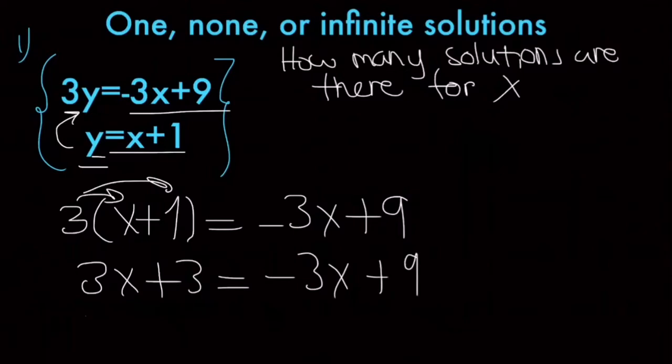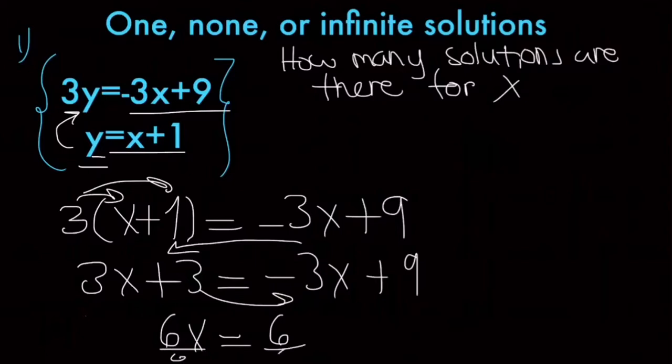Now we will take this 3 to the other side, get x's together. So 3 plus 3x, that's 6x, equals 9 minus 3, that's equal to 6. So if we simplify these, divide by 6 on both sides, x is equal to 1. So here we have one solution.